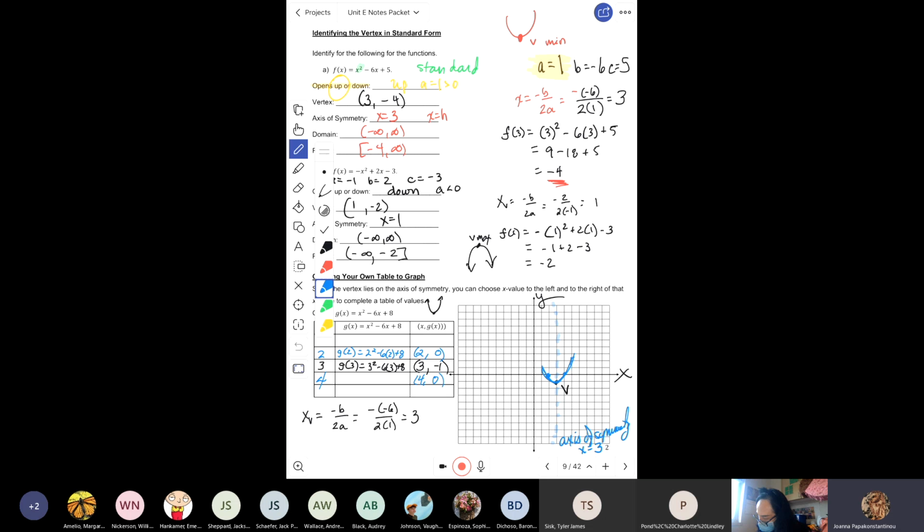Now, is there anything else I might want to know? Another point on the graph that would be nice to see and very comforting? The y-intercept, absolutely. And how do I find the y-intercept? It's when x equals 0. So if I substitute in 0 for x, what do I get? 8. That's very satisfying.